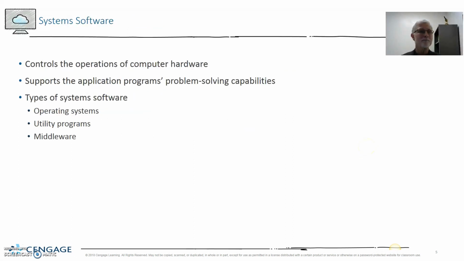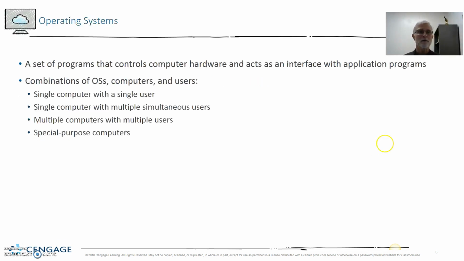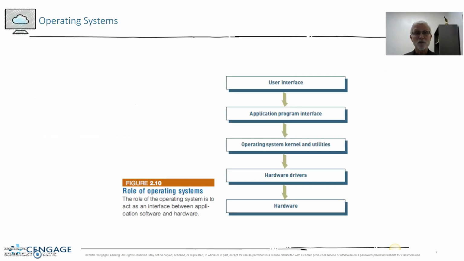System software has three different types, basically. These are things that control the hardware: your operating systems, utility programs, and middleware, which we'll talk about briefly. The operating system controls your hardware and the interface to the user. It can be for special purpose, multiple computers, multiple users, single computer use, or single user use. That gives you a ballpark of some of the roles.